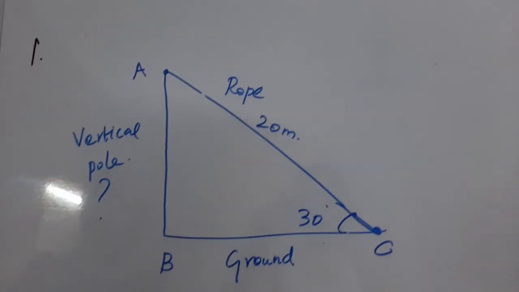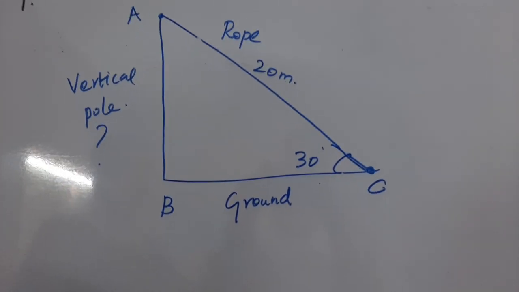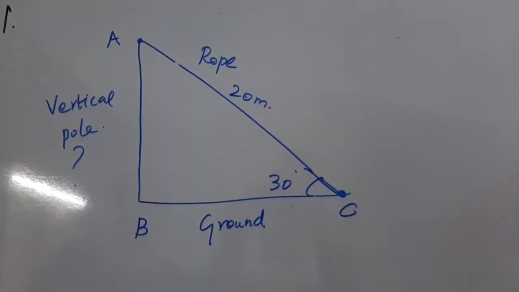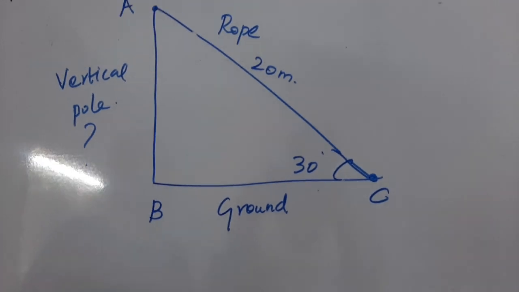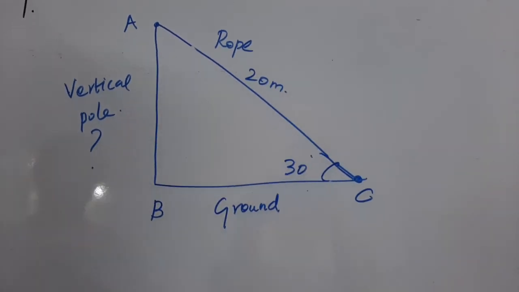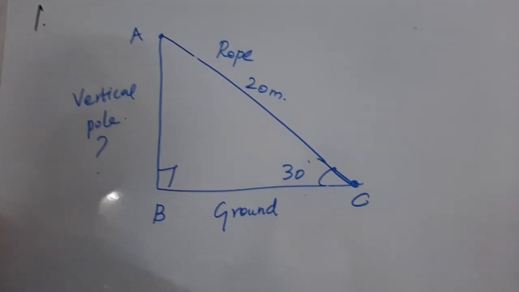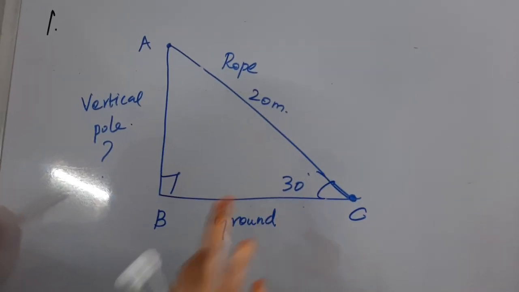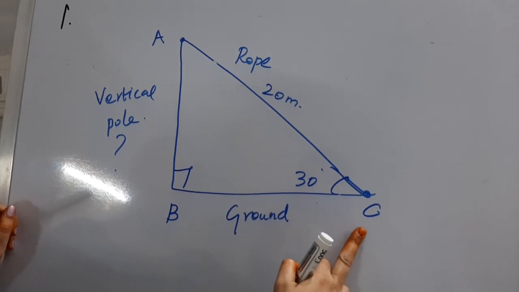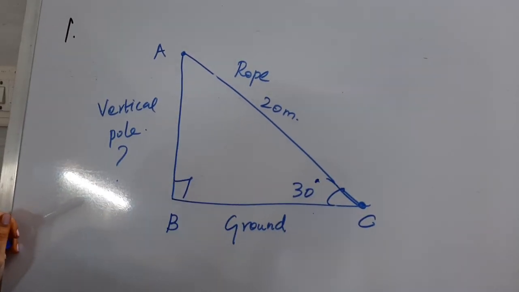Whenever we are solving a sum from this particular chapter, the first thing you want to do is draw the diagram, and after that mark which is the 90 degree. What is 90 degree here? B is 90 degree, and then check whether theta is given or not. It is given, angle C is theta and that value is 30 degree.